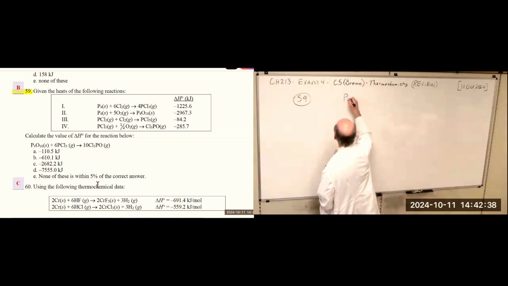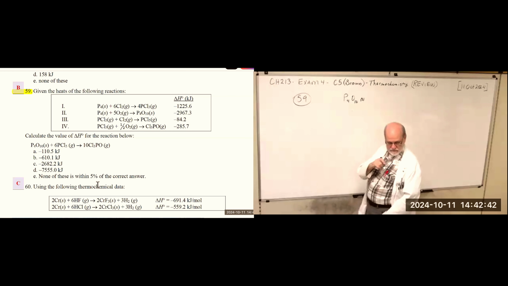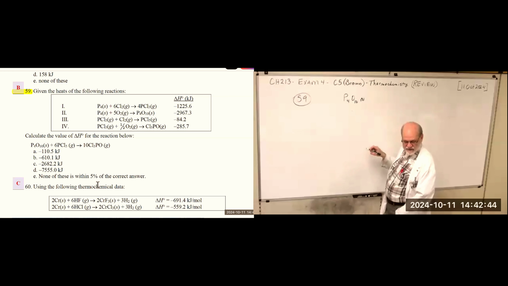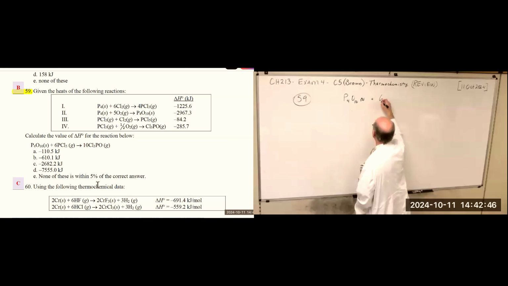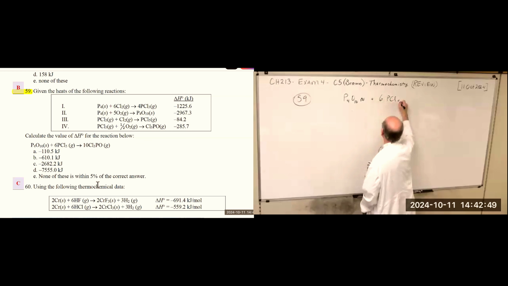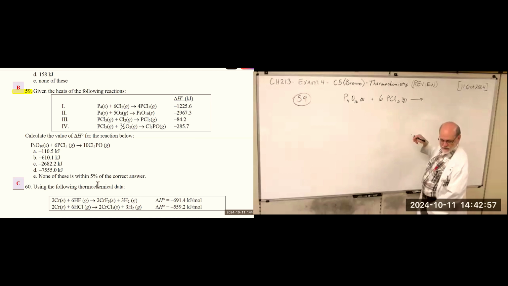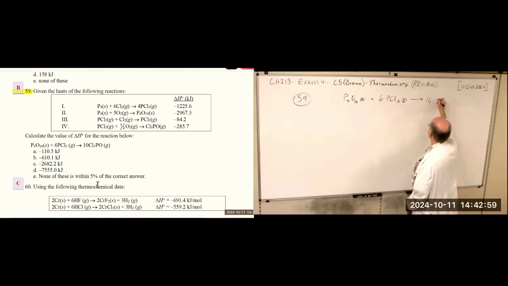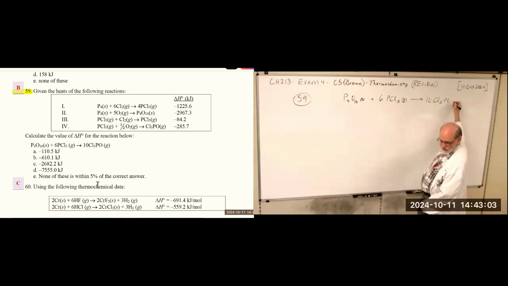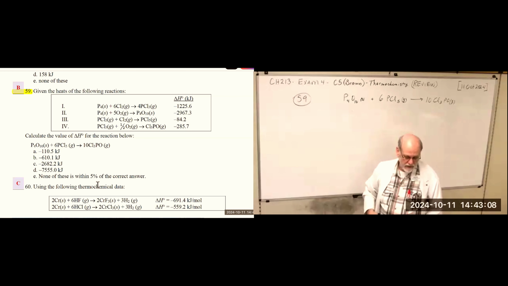P4O10, solid, plus 6PCl5, and that's a gas, and that yields 10Cl3PO, and that's also a gas. Okay, that's our target equation.